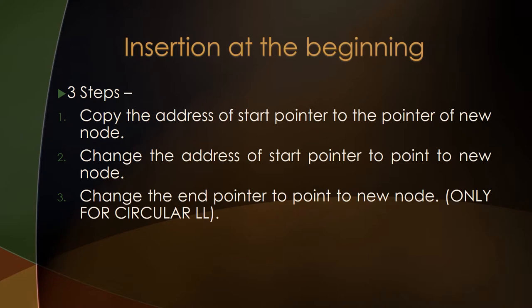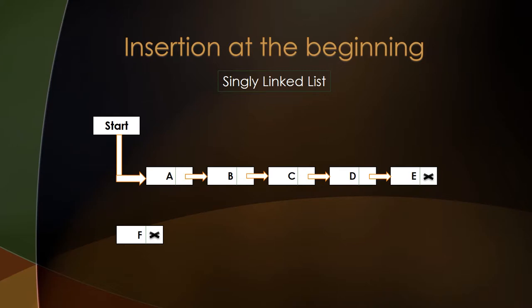So now, the same example will be used for inserting a node at the beginning. Now we'll insert the node F at the beginning of the linked list, that is before node A. First, as in the previous example, we need to copy the address pointed to by the start pointer into the next pointer of node F.